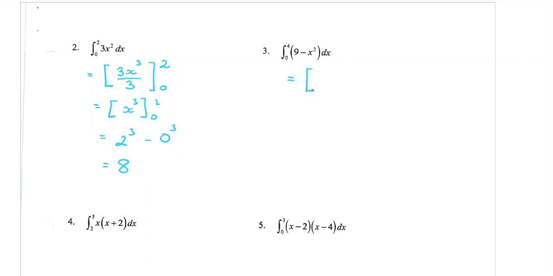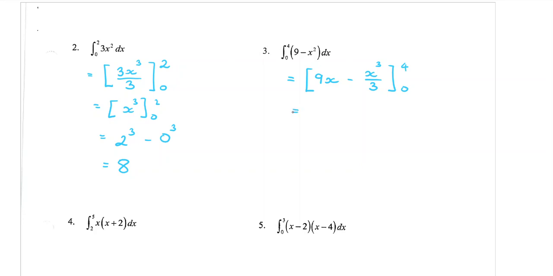Integrating, open the square bracket. The 9 needs to add 1 to become a 9x. The x squared, we add 1 to the power to become a 3, divide by the power, so the 3 on the bottom. Close the square brackets between 0 and 4. Is there anything to simplify? No, so we're going to sub straight into that.